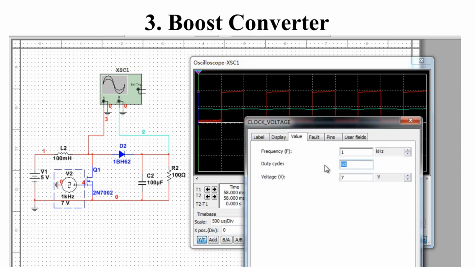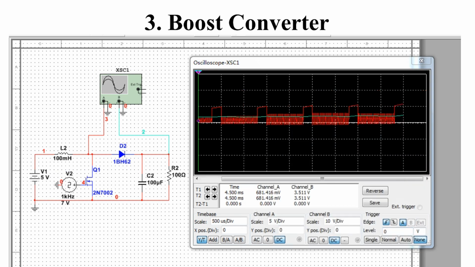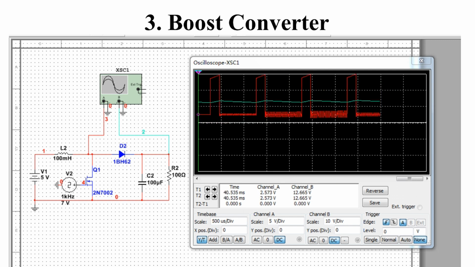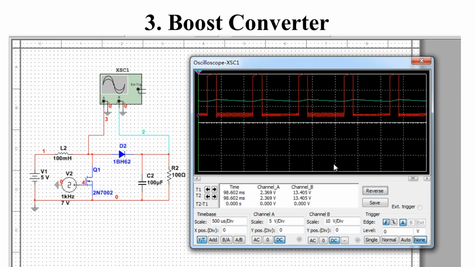We simulate again. You can see that after we increase the duty cycle, the output voltage changes into 13 to 14 volts. Through the simulation circuit, we can find that the boost converter realized the increase of the DC voltage well.